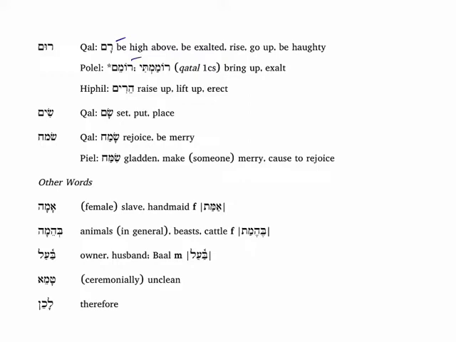Romem. Now notice this is an asterisk form. This form does not actually occur in the Hebrew Bible. It is conjectured. A form that actually occurs in the Hebrew Bible is romamti. Romamti. Herim.